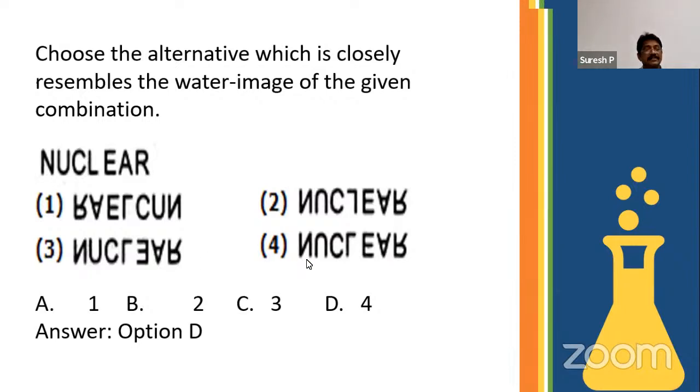N will be like, U will be like, C will be like, L will be like, E will be same, correct? A will be inverted, and R will be like. So option D is the correct one. Okay, so am I clear? Okay, now we will go for the next one.